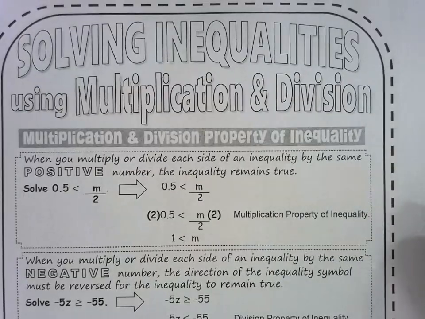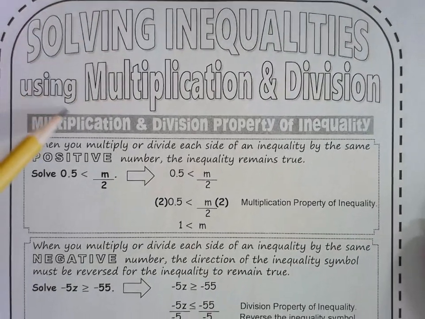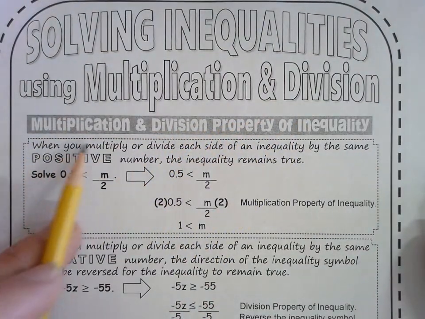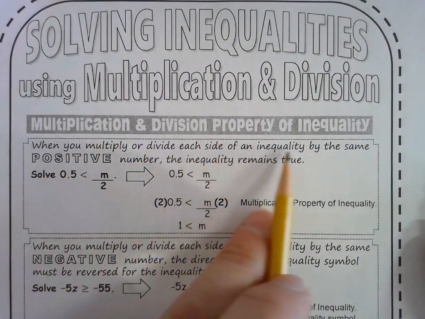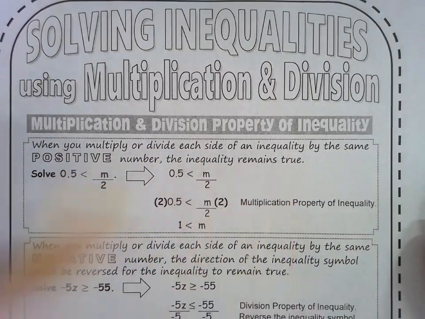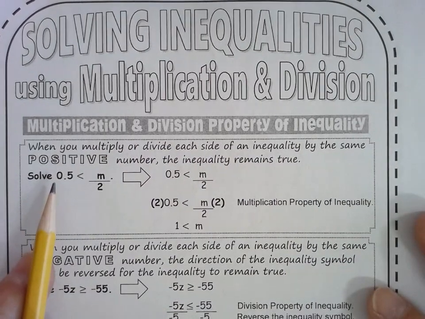We'll go to the back side here. Now we're going to look at solving inequalities using multiplication and division. Multiplication and division property of inequality. So when you multiply or divide each side of an inequality by the same positive number, the inequality remains true. All right?